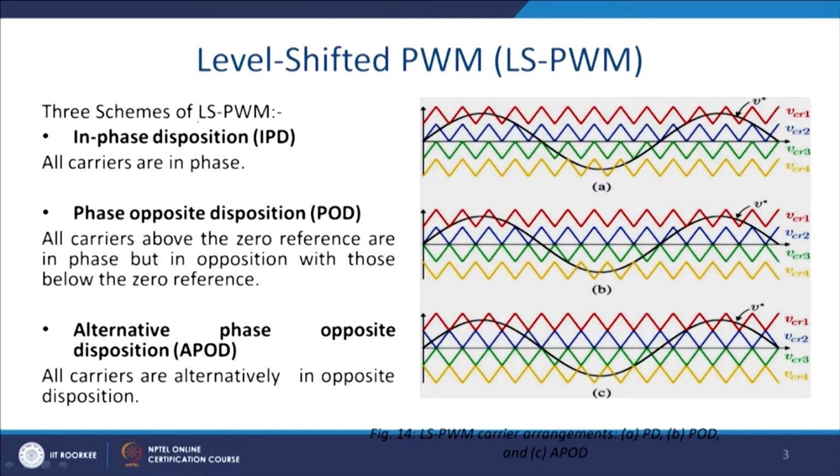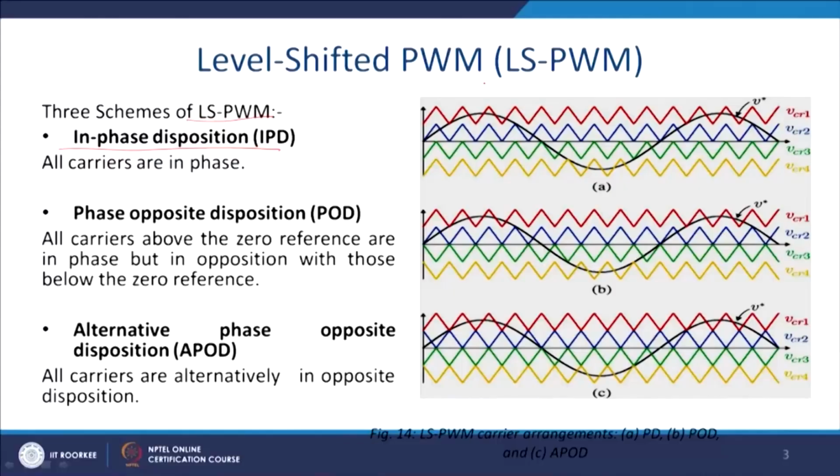In these schemes of level shifted PWM, it can be in phase disposition. These are all in the same phase, or it can be phase opposition disposition. This can start 180 degrees phase shifted. It is the same op amp, you just give it the inverted logic. So, you can have a 180 degree phase shift. So, making this control logic is quite simple.